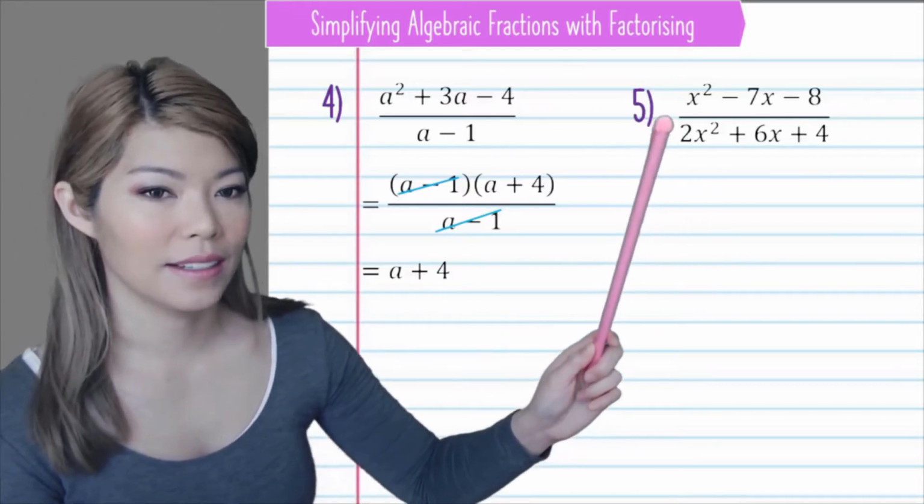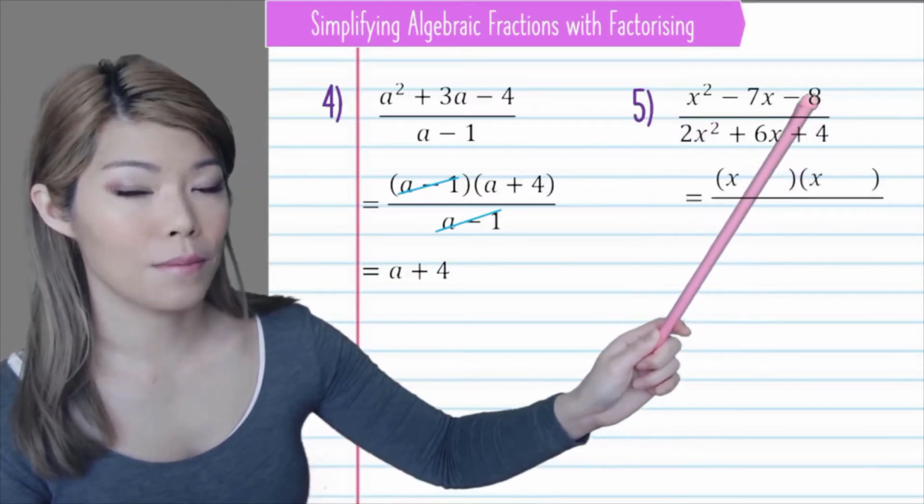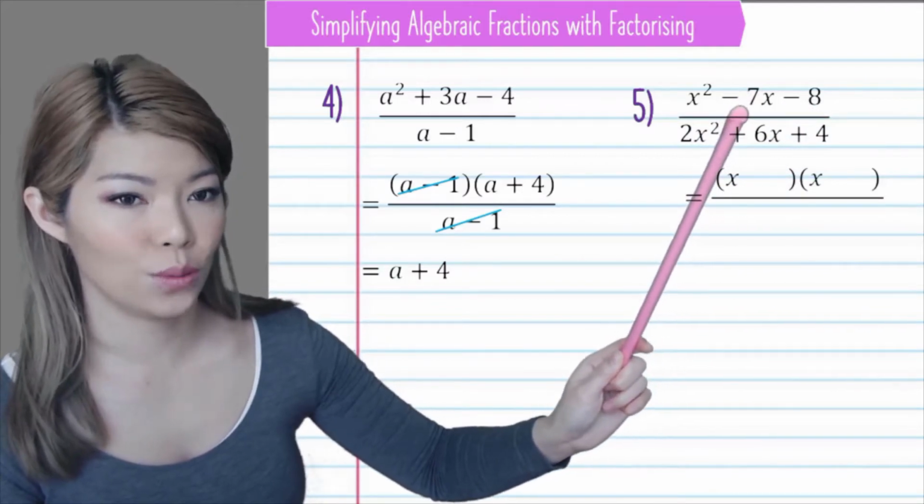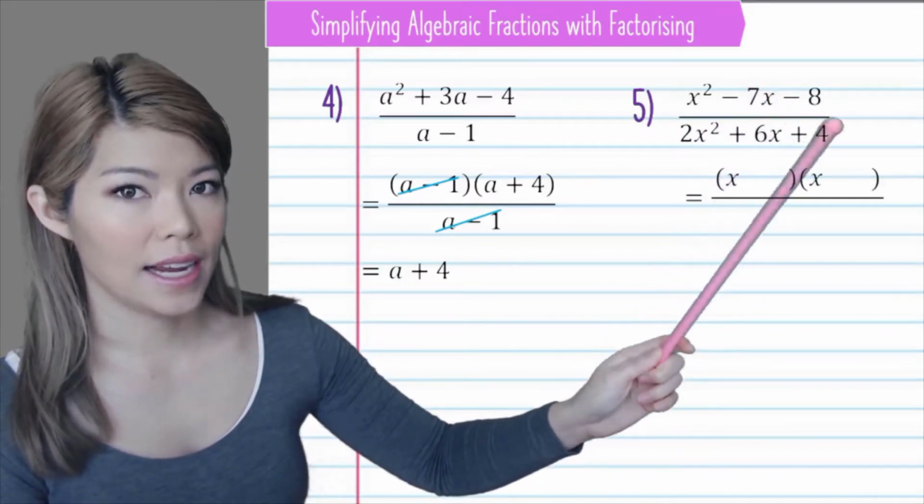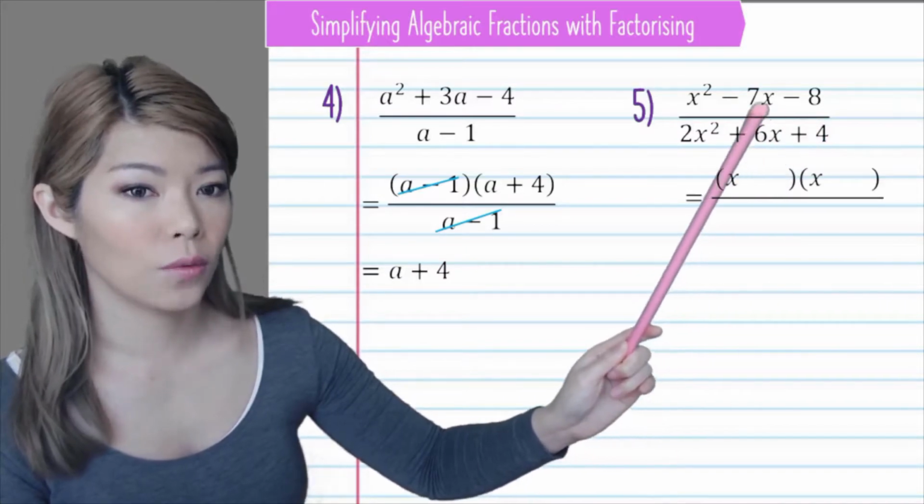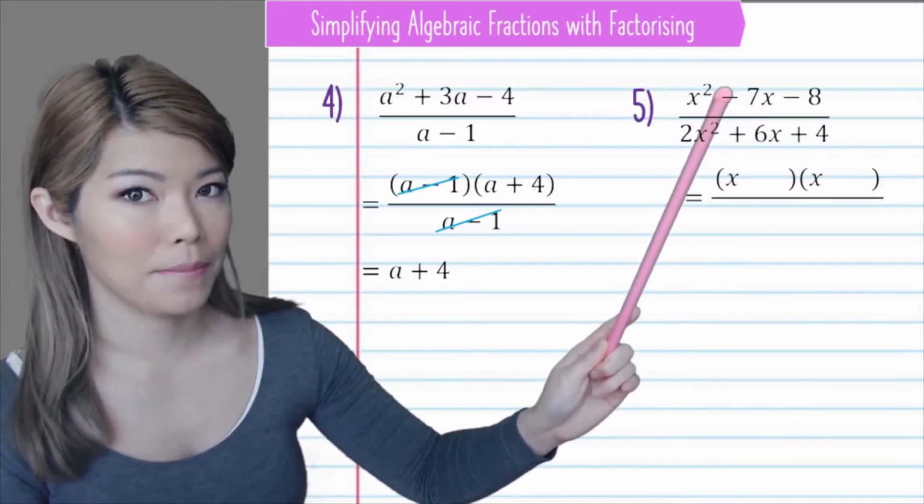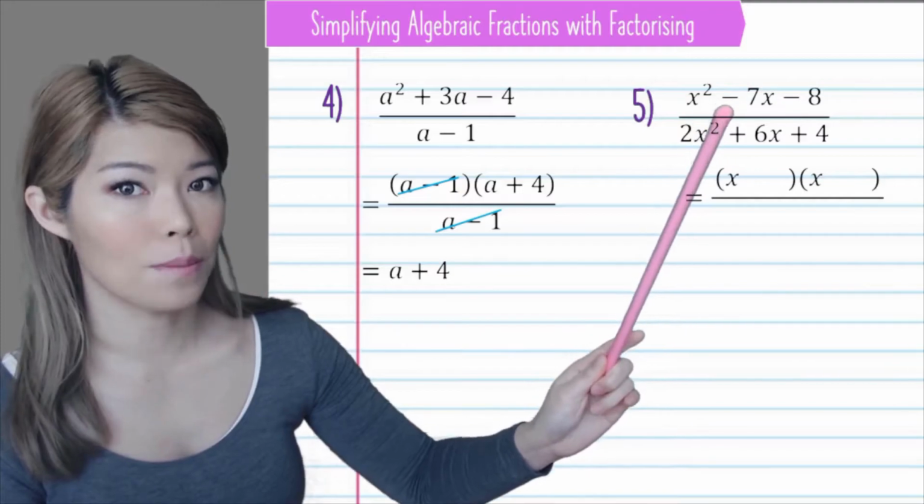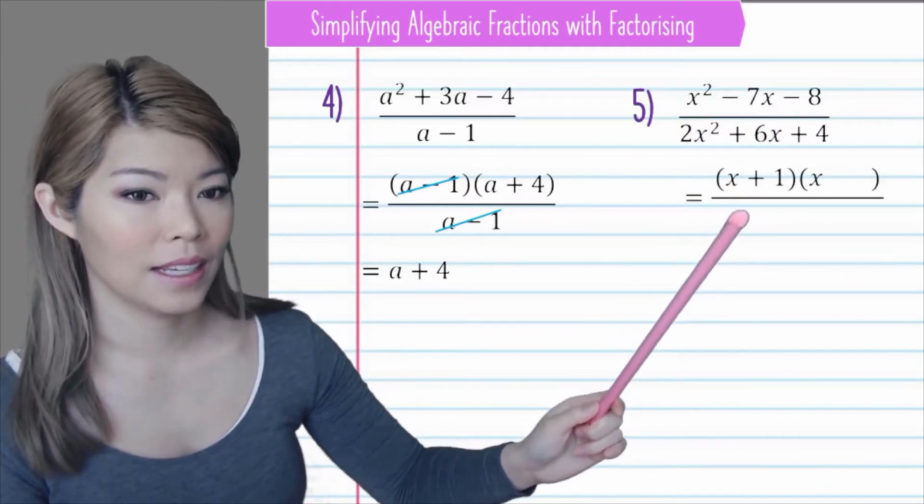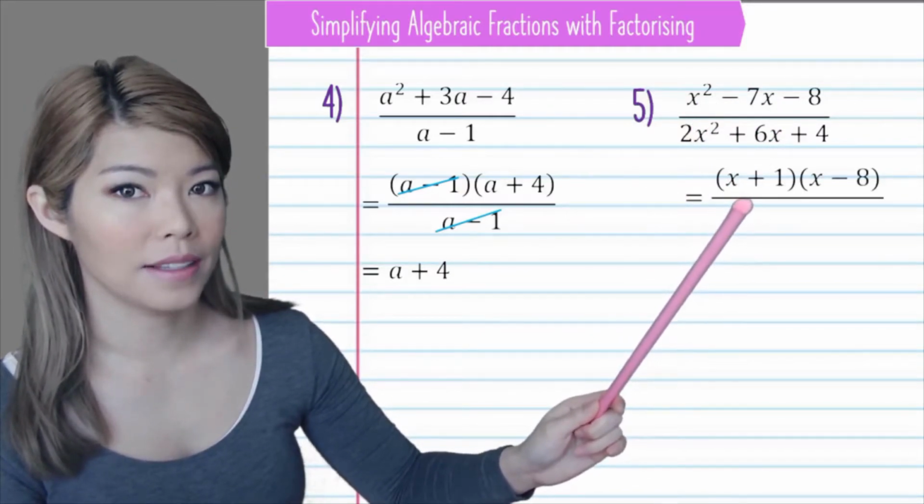Next one. So again, think of two numbers that multiply to be -8 and add to be -7. So 8 times 1 works, and we want it to be -7. So the bigger factor will be negative. So -8 times 1. So we have 1 as the positive and -8.